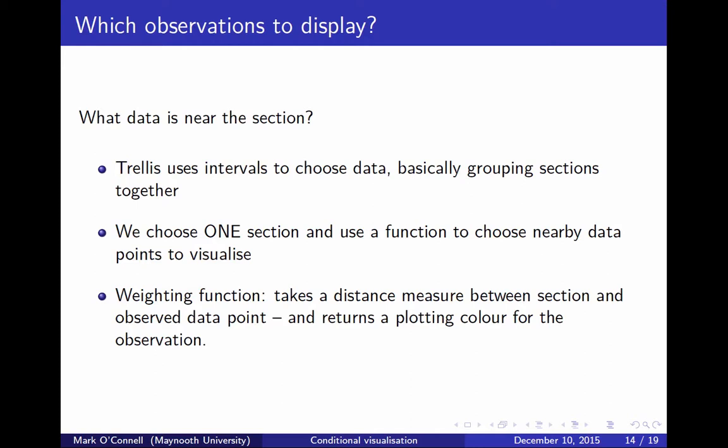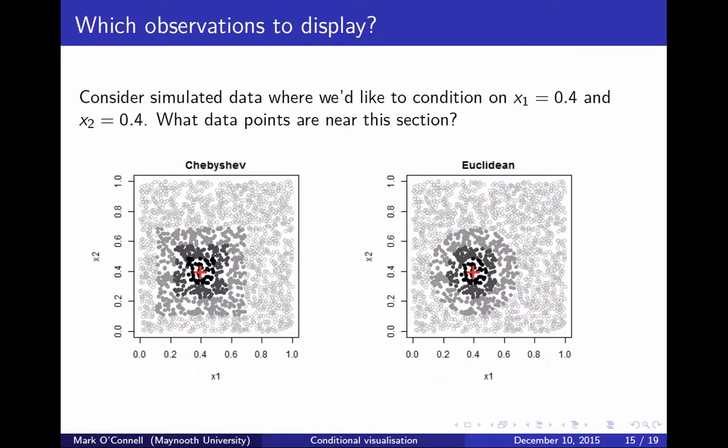Instead, we consider a single section and use a distance measure along with a threshold distance to decide what points are plotted and how. A small example is the quickest way to describe this. Say we want to produce a plot conditional on x1 and x2, given x1 is 0.4 and x2 is 0.4. It's unlikely we have any observed data right on this point, so we'd like to see points which are nearby. So we visualize points within some given distance, giving more prominence to the points nearer to the section.